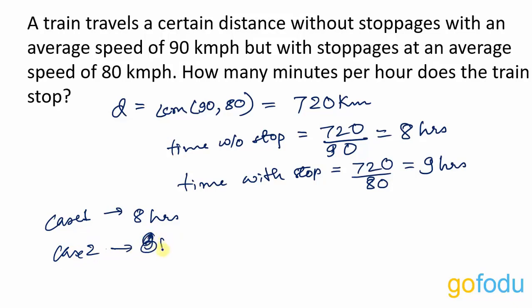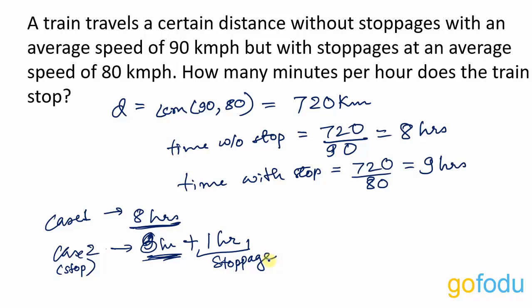That is 8 hours plus 1 hour. In case 2, we have stoppages included. Okay, this simply means earlier 8 hours was the running time. In the second case also the distance is the same, so 8 hours is the running time, but this 1 extra hour is the stoppage time, right?